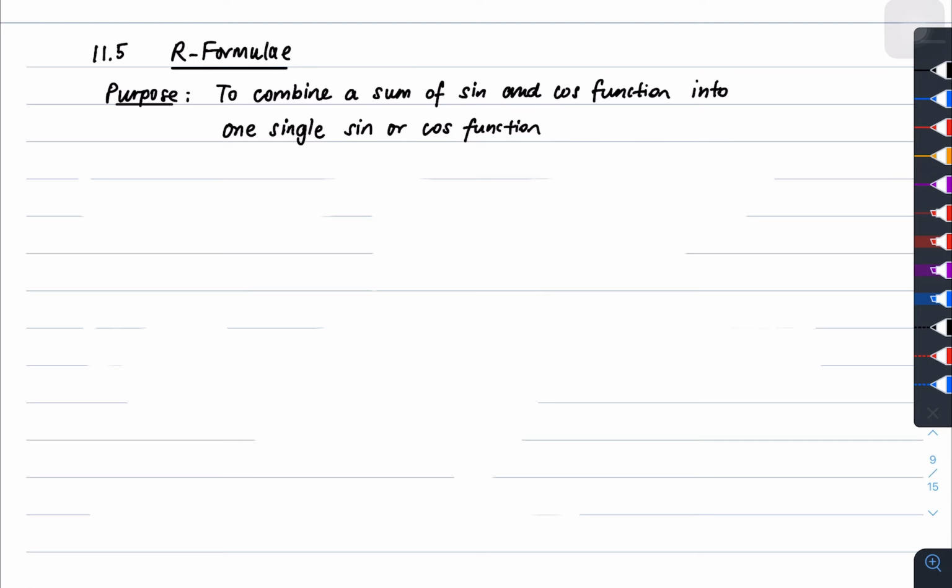sine or cos function. Okay, so when you have a sum of sine and cosine or a difference of sine and cosine, we can transform them and collapse them into one single sine or cosine function, which should make calculations easier, which should make some analysis easier. Another context that we can give is actually through this function over here, right?